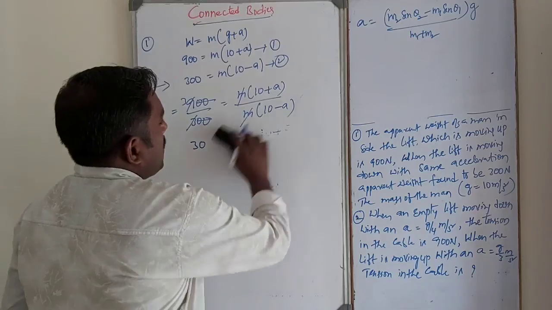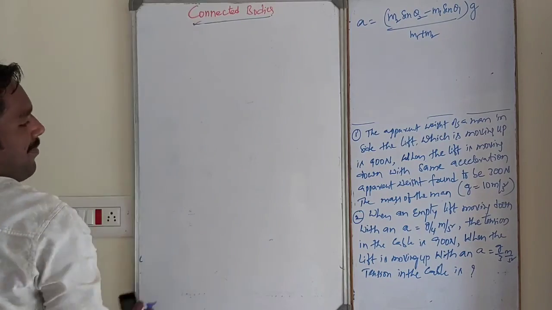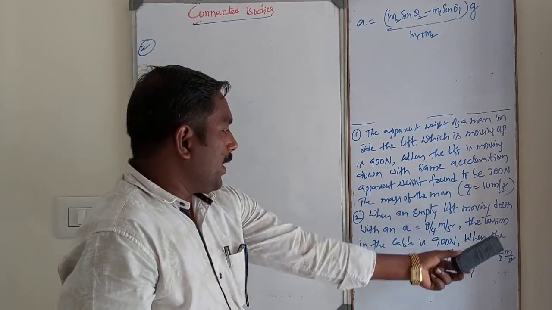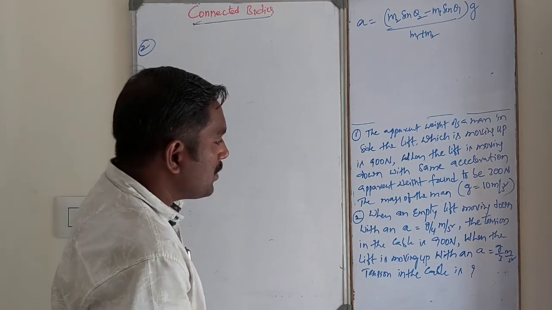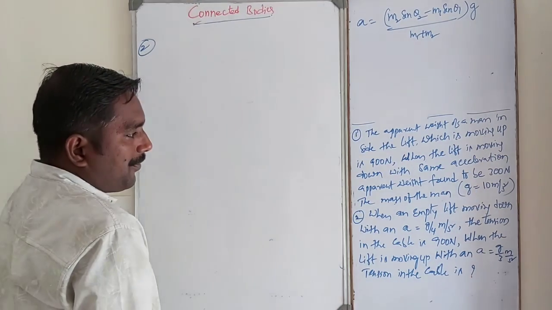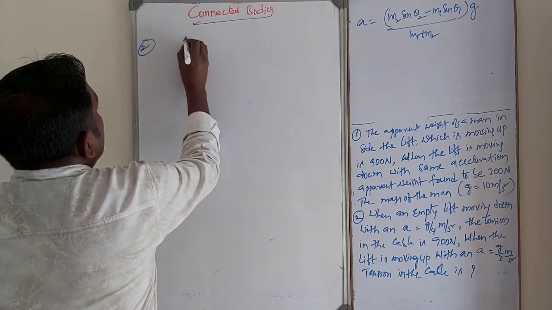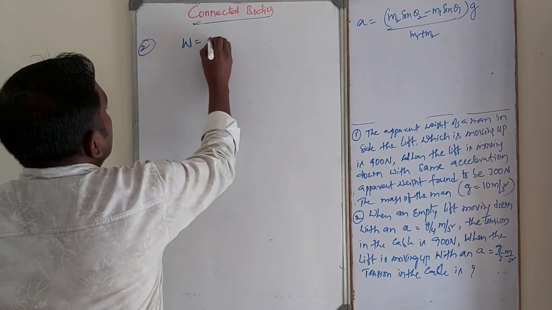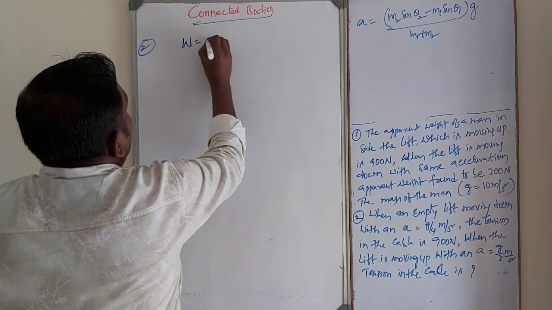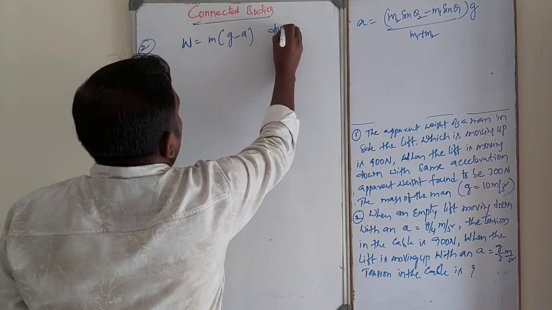Okay. Next problem, that is 2. When an empty lift moves down with an acceleration of g by 4, the tension in the cable is 900 Newton. The lift is moving downwards with acceleration g by 4. For the downward direction, W is equal to m into (g minus a).